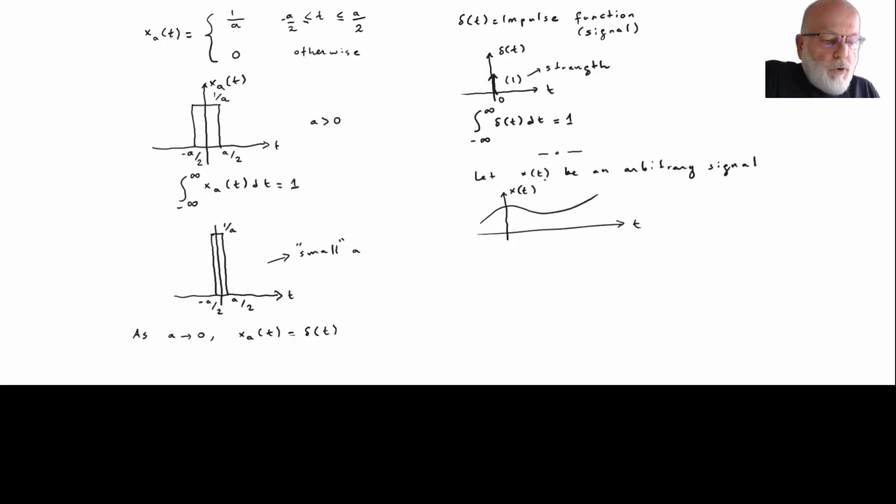Okay, then the product of x of t with, for example, xa of t will be as follows. x of t times xa of t will be approximately equal to x of 0 divided by a for t between minus a over 2 to a over 2, and it will be 0 otherwise.